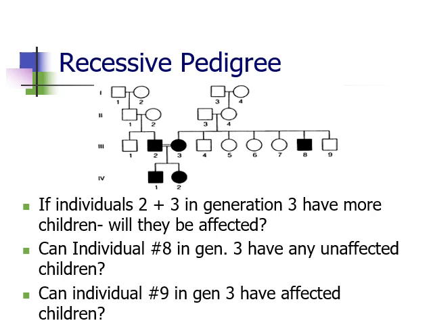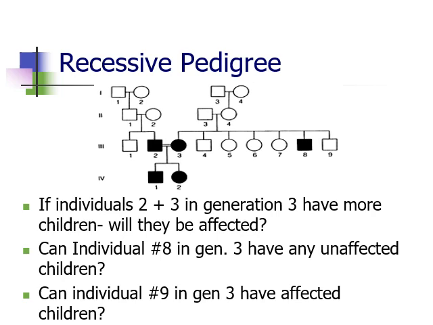So let's practice answering some questions about recessive traits. For this pedigree, let's look at our first question. If individuals 2 and 3 in generation 3 have more children, will they be affected? So let's look at generation 3 on our third line down. We have individual 2 and 3. We have a square that's shaded in and a circle that is shaded in.